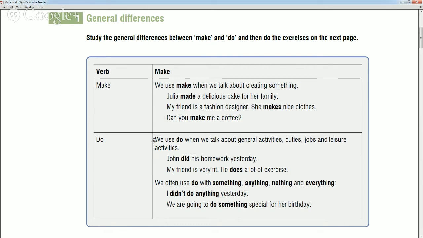Okay. Now we use do when we talk about general activities, duties, jobs, and leisure activities. So, Perla, could you read the first sentence? John did his homework yesterday. Okay. And so, Perla, did you do your homework yesterday? I didn't have homework yesterday. Okay. And how about you, Ake? Did you do your homework yesterday?